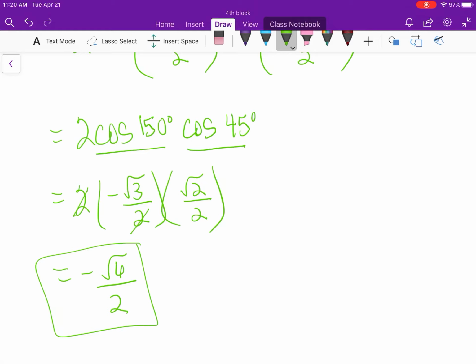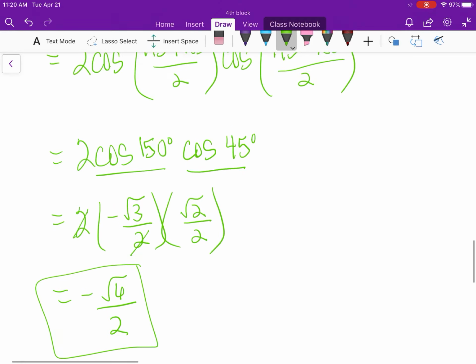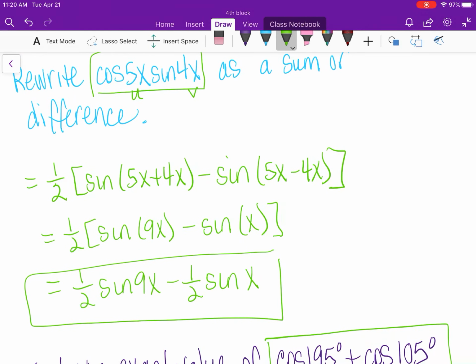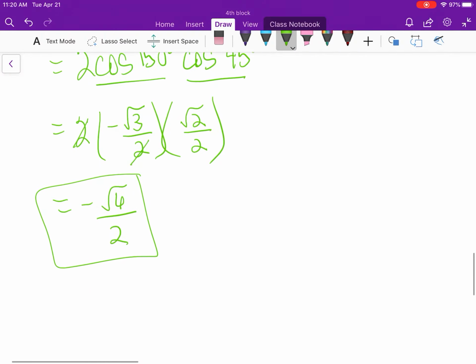Now, these last two sets of formulas, the sum to product and product to sum, aren't really that complicated. The confusing part is to know how far to go. On this one, I kept going because it wanted me to find the exact value, and I could find the exact value because I have angles like 150 and 45. On that last problem, my problem had x's in it, so there's not anything you can evaluate there, and so that's how I knew to stop at that point. Okay.